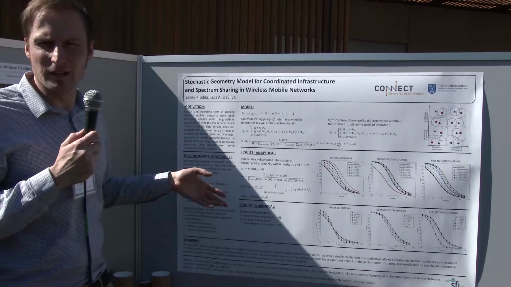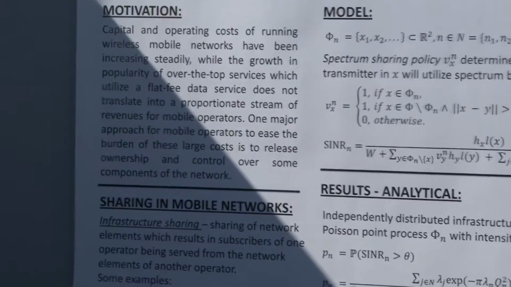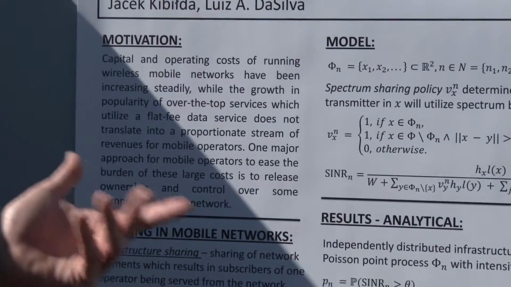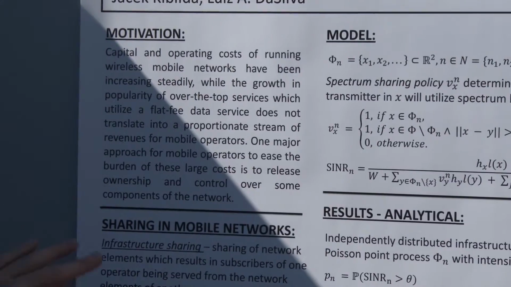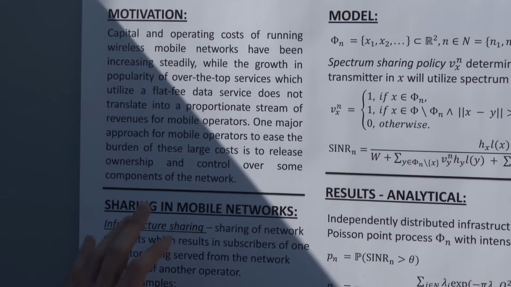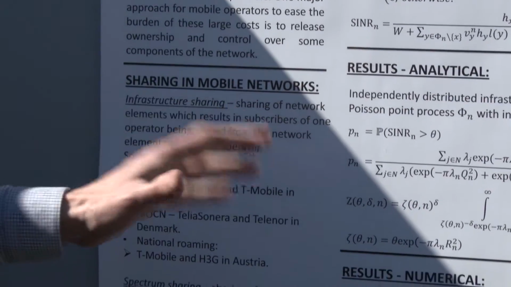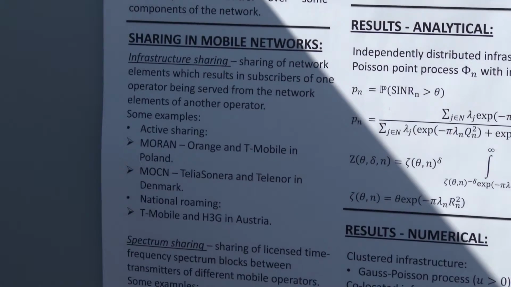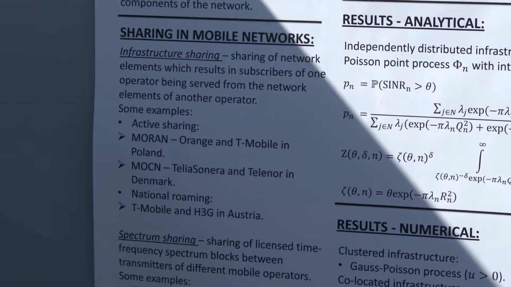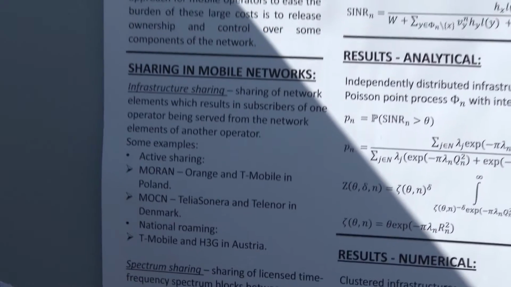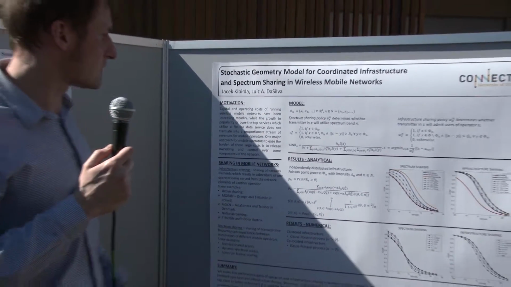So the motivation is really related to the costs that mobile network operators are facing, and this motivates them to share the resources. Those resources can be infrastructure, which in our case means that the transmitters of a single operator can be utilized by users of different operators, or spectrum, which means that the transmitters of different operators will utilize the same license bands.